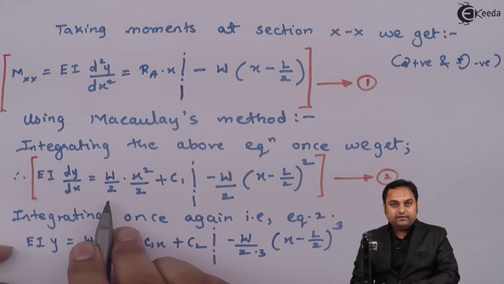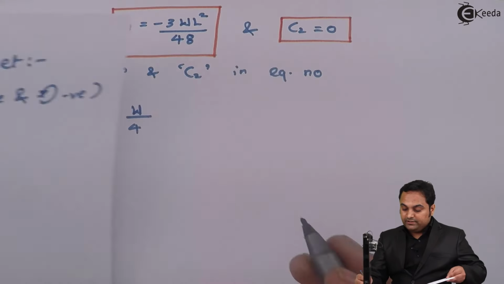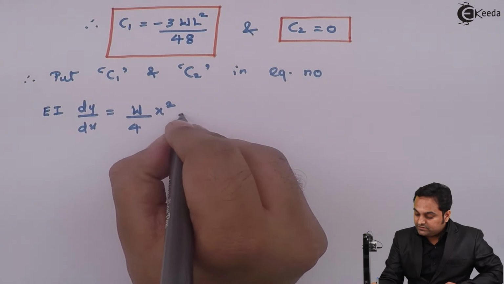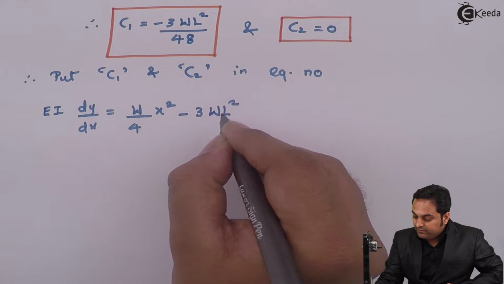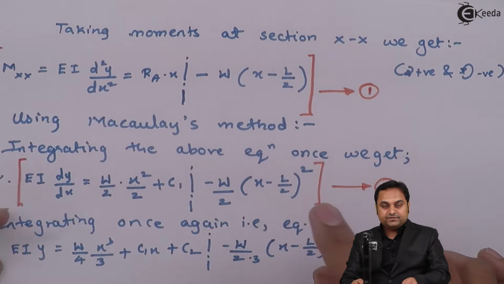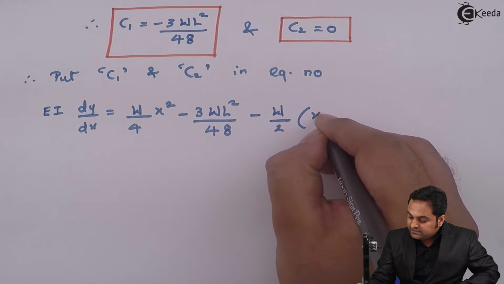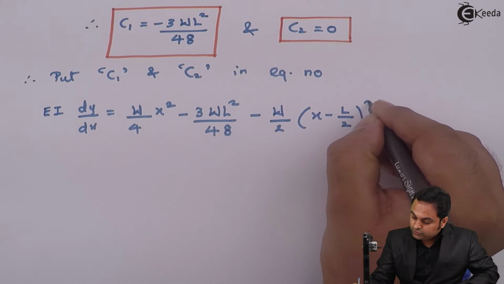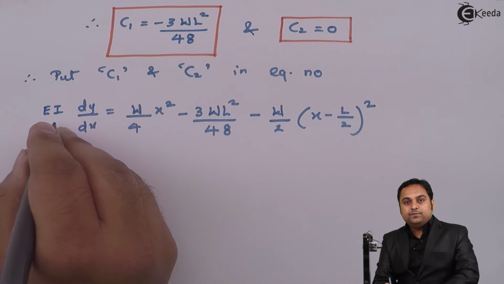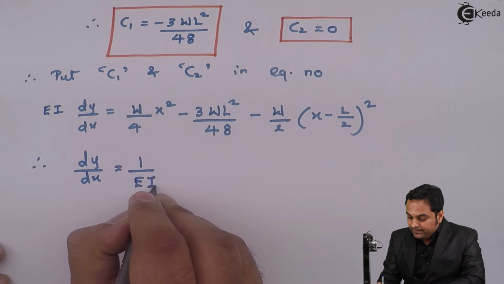now w by 4 I'll write it here, w by 4 because it is 2 into 2, and here it is x square. Then plus C1 value, which is minus 3 WL square by 48. Then I'll copy the next term as it is, so minus w by 2 into x minus L by 2 whole square. So therefore I'll keep dy by dx on one side. EI is multiplied here. If I get it in the denominator, it will be 1 upon EI.